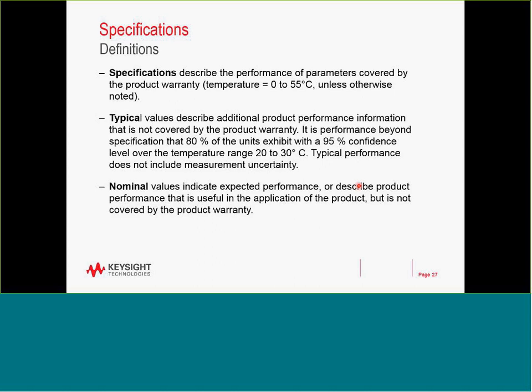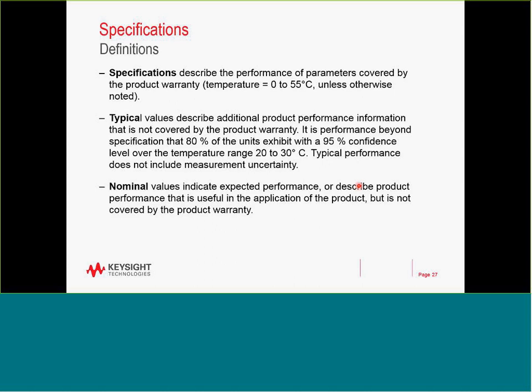The typical value, I think this is quite useful. When we produce equipment, we test them and their performance. And we have a statistical database, and the typical value is the value at which 80% of the units met, 90% with a confidence level of 95%, and they are usually at room temperature. They don't include the uncertainty of the equipment we use to measure them. So it's really a typical value. It's quite useful, but if the equipment doesn't meet its typical value, it's not warranted.